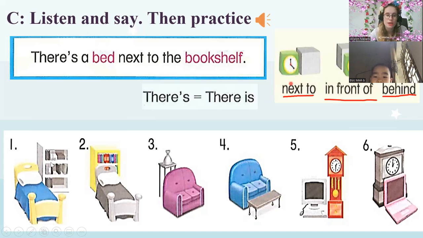One. There's a bed next to the bookshelf. You see, look, the bed is next to the bookshelf. There's a bookshelf behind the bed. The bookshelf is behind the bed. There's a sofa in front of the table. There's a sofa behind the table. Five. There's a clock next to the computer. There's a computer in front of the clock.